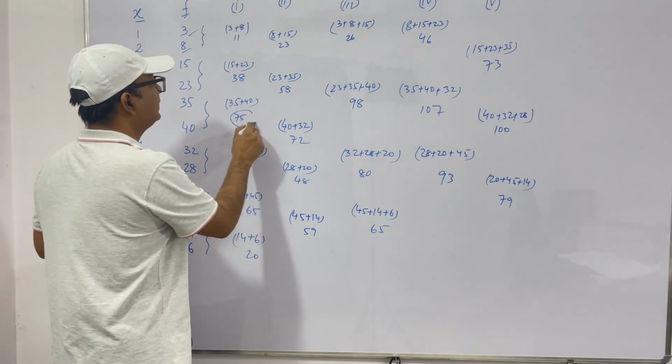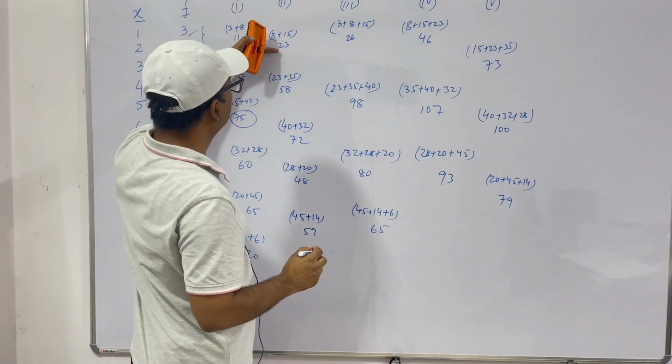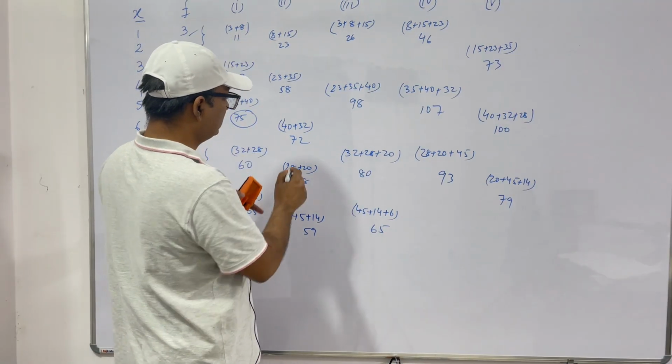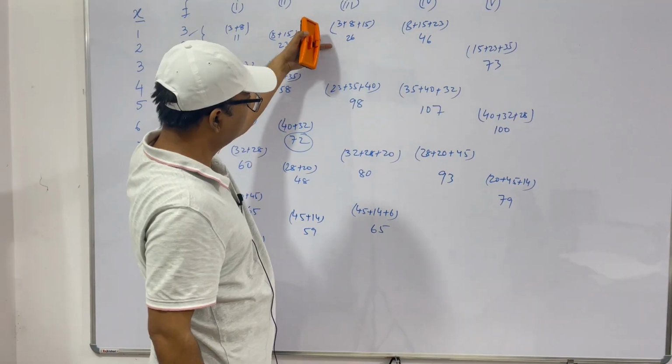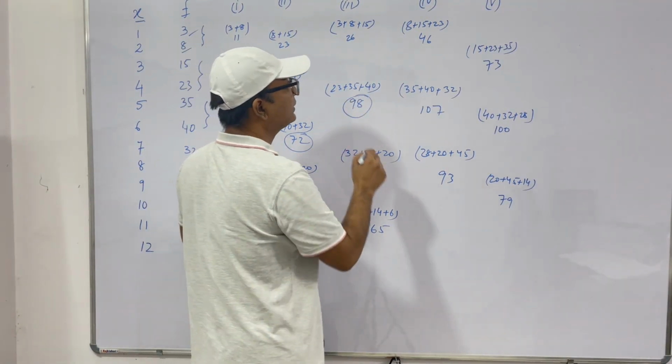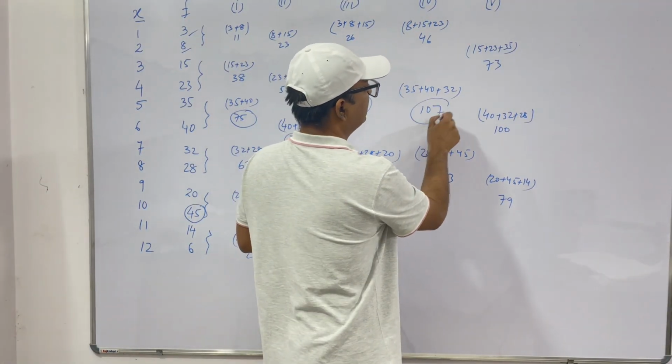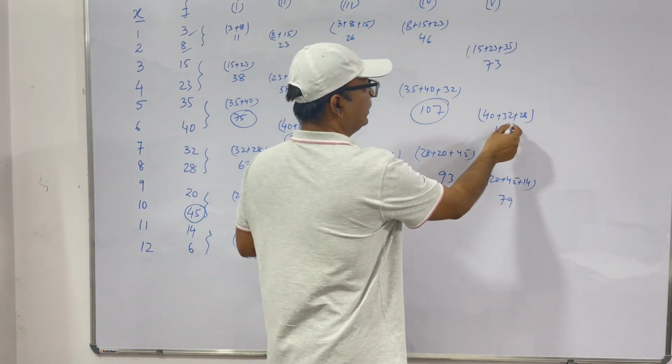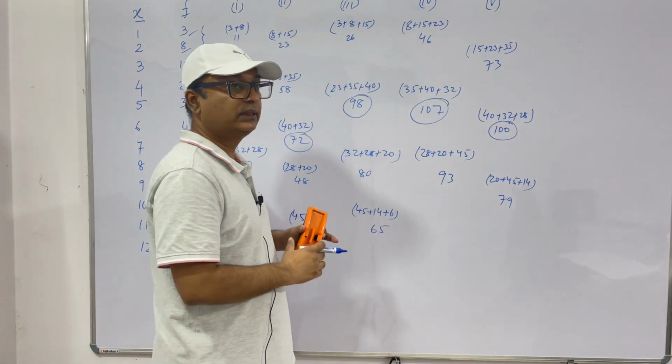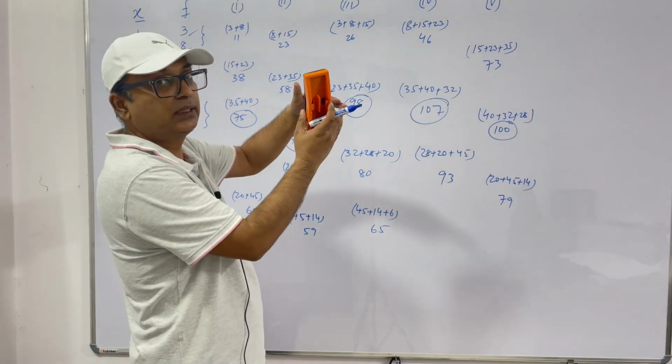We just identify them. Here 20, 65, 60, 75. So 75 is the highest. Here 23, 58, 72. So this is the highest. Here we have 98 as the highest. Here we have 107. Just see how the highest frequency starts converging to the central point.